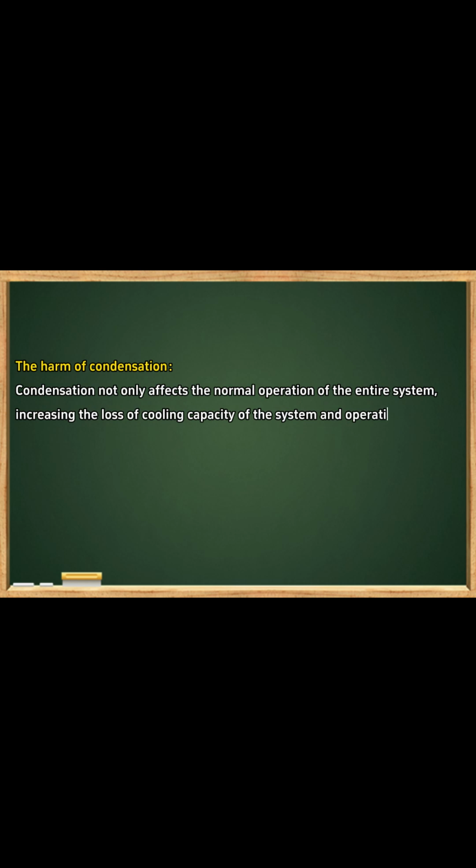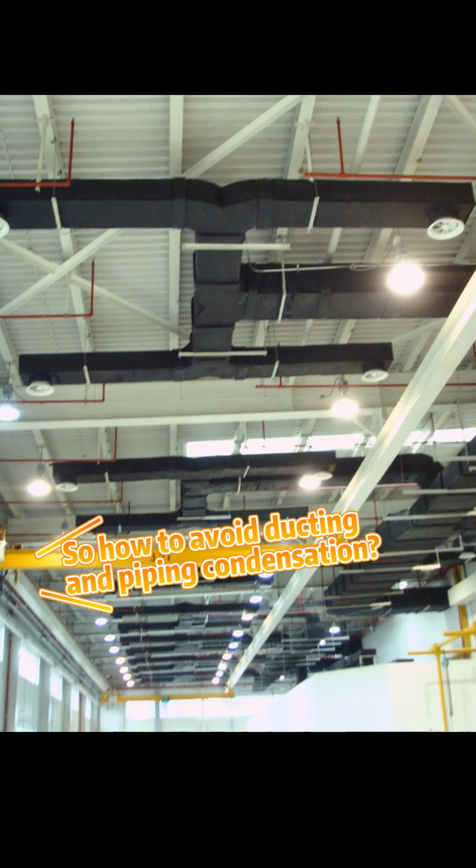The harm of condensation. Condensation not only affects the normal operation of the entire system, increasing the loss of cooling capacity of the system and operating costs, but also causes secondary losses in the top surface of the condensation area and equipment below. So how to avoid ducting and piping condensation?